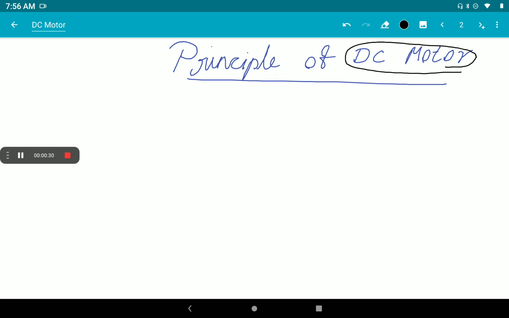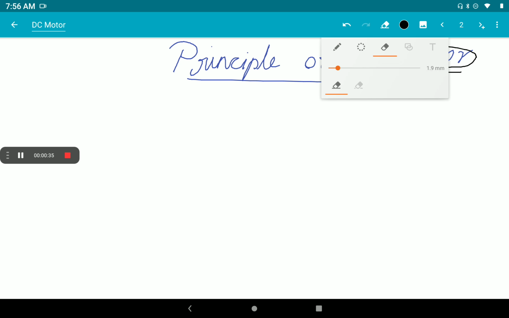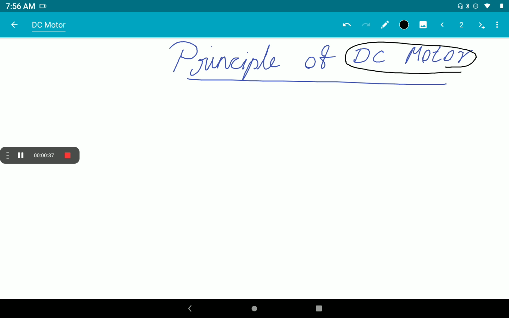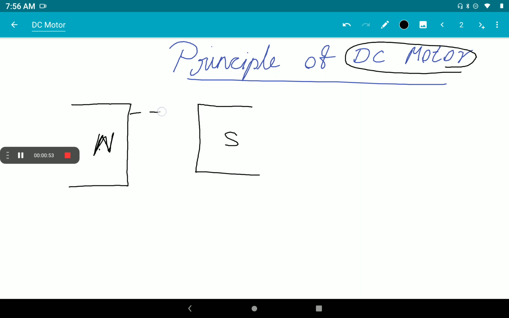So let us assume two magnetic poles, alternating north and south pole, and there will be a magnetic field. These field poles are excited and the armature winding is placed on it. Just assume this is conductor AB and this one is CD.